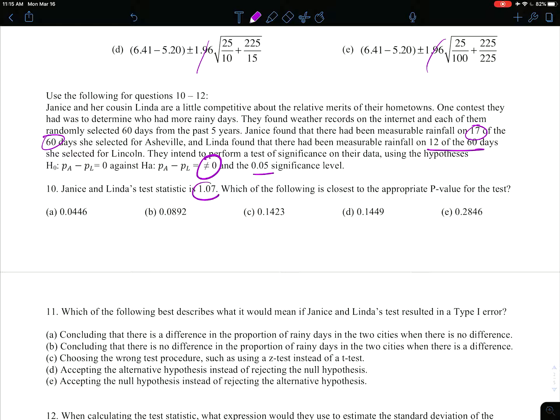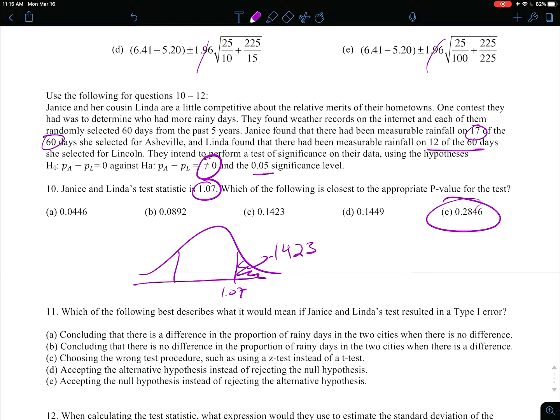You can go look this up. The area to the right of 1.07 in the z table, 0.1423. Again, it's a two-sided test, so we're going to have to double that, because as different would be negative 1.07, which is going to have the same area.